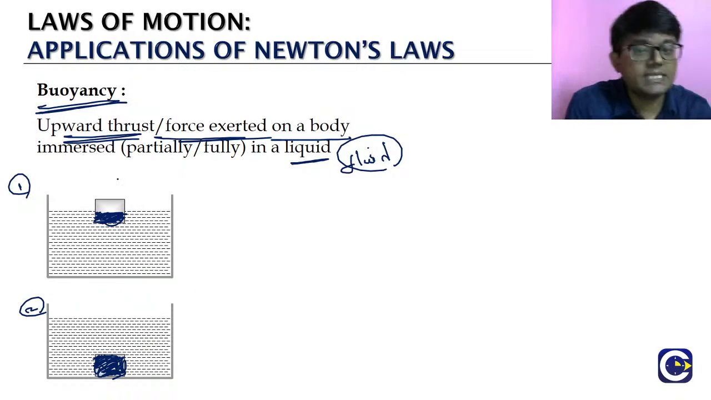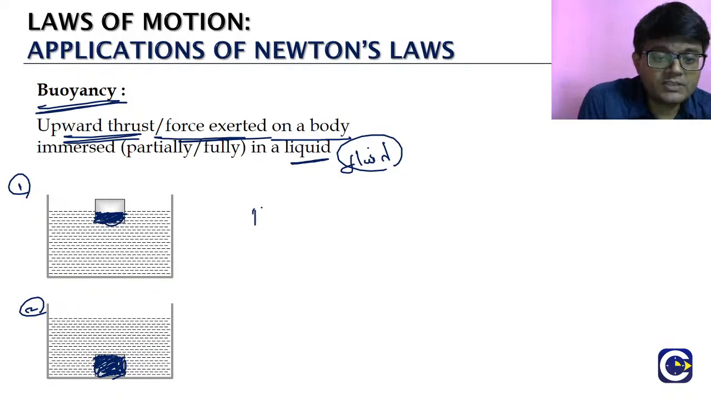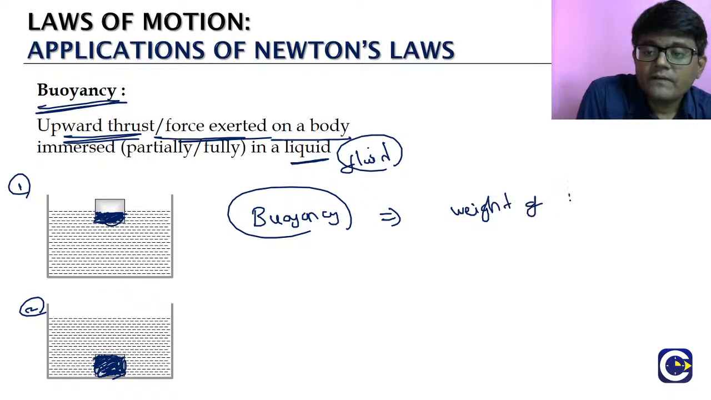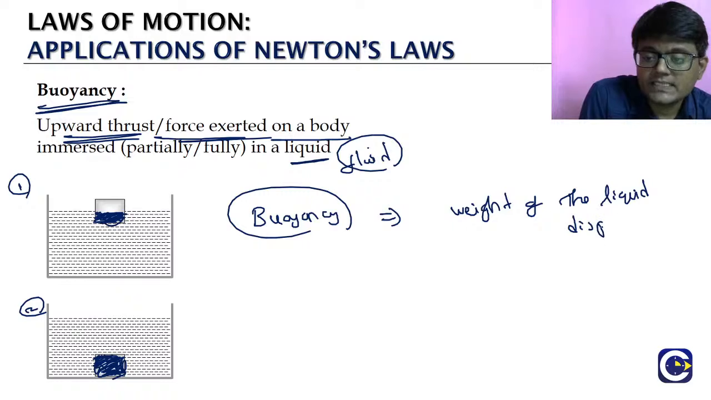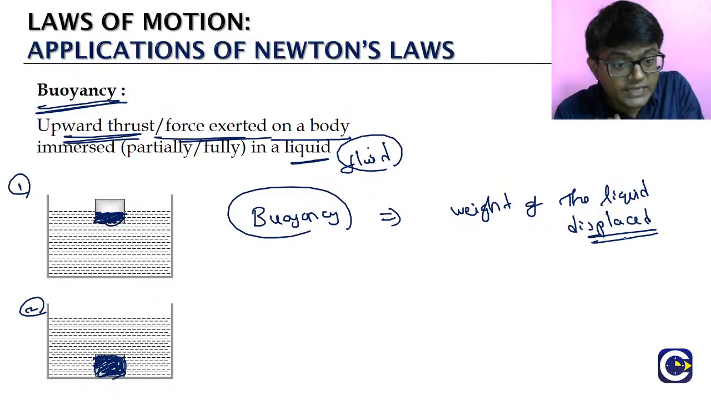On any object which is either partially immersed or fully immersed in a liquid, the buoyancy or the upward thrust will be equal to the weight of the liquid displaced. What is the buoyancy or upward thrust equal to? The weight of the liquid displaced.